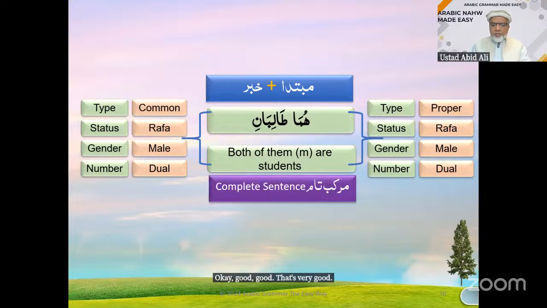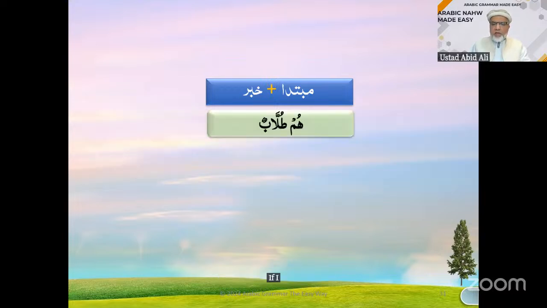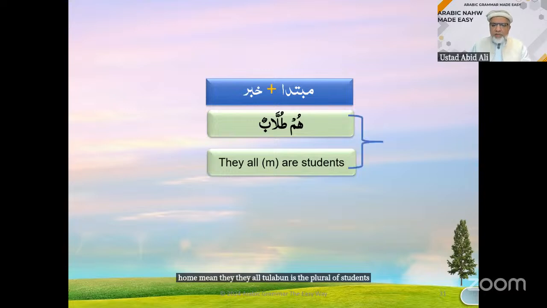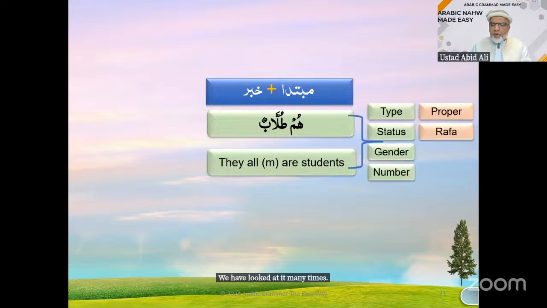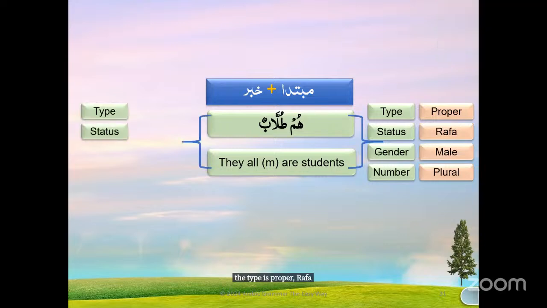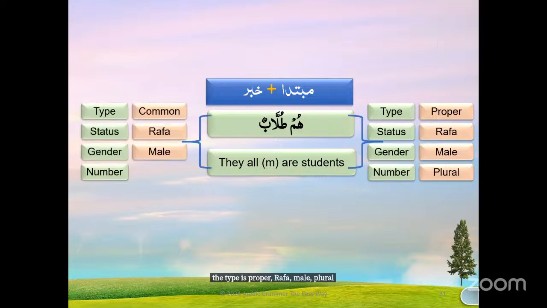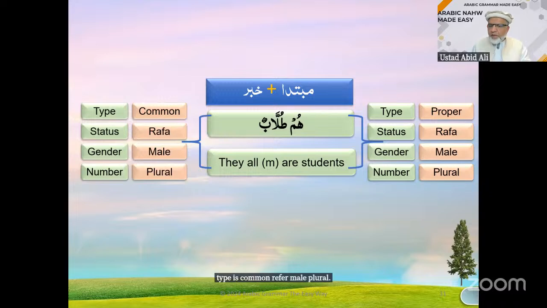So now, if I change the number to plural, the plural of huwa is hum. Hum means they all. Tulabun is the plural of students. We have looked at it many times. So again, the type is proper, rafa, male, plural. Type is common, rafa, male, plural. And why are we doing this? Because we are trying to memorize, we are trying to make it easy for us, the rules of nominal sentences.